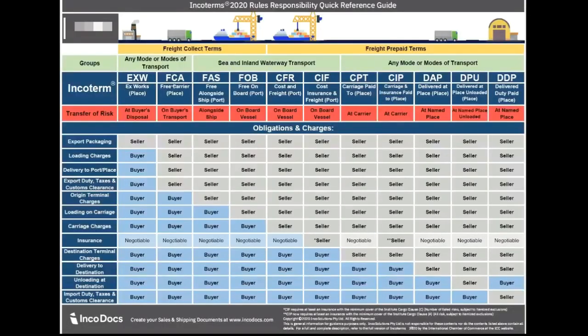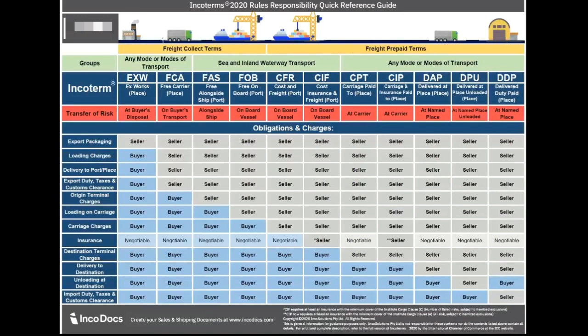This chart displays Incoterms 2020 in an easy-to-understand format. Note, this chart should be used as a guide only. For a full and complete description, you should refer to the full version of Incoterms published by the ICC. The blue section displays the different types of Incoterms beginning from left to right. The green section shows the groups, any mode or modes of transport, and sea and inland waterway transport. The yellow section shows the freight collect terms and the freight prepaid terms.